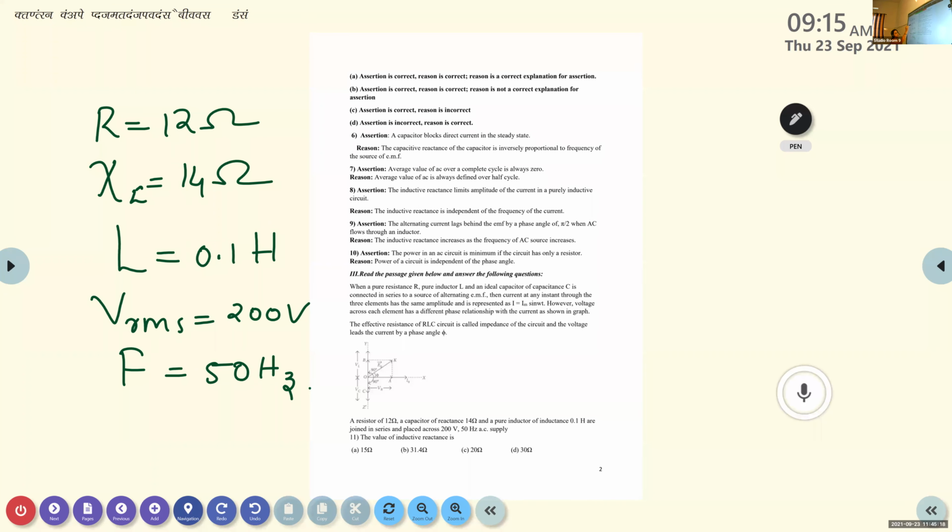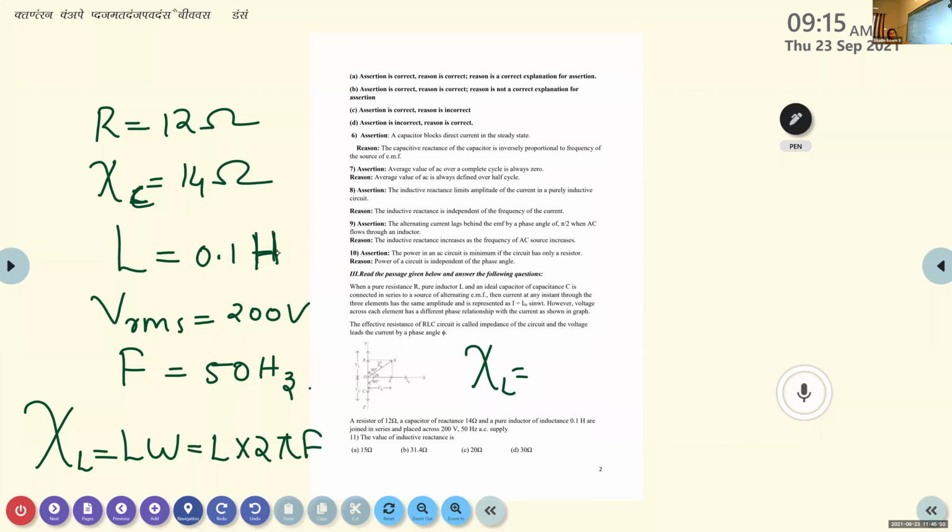How can we calculate the inductive reactance? Inductive reactance X_L is equal to L omega. Here omega is not given, so we can write L into 2 pi F. That is X_L. L is given as 0.1 Henry.